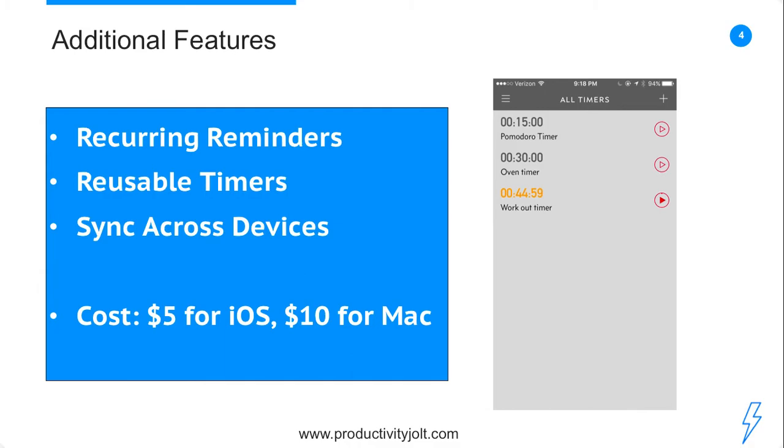Additionally, you can set up reusable timers. This really comes in handy if you're using a Pomodoro timer, or maybe have some routine cooking times or workout times that you use over and over and over again. And instead of using, you know, Apple's built-in timer where you have to change it during each use, you can really save these and quickly be able to go in and set the timer.